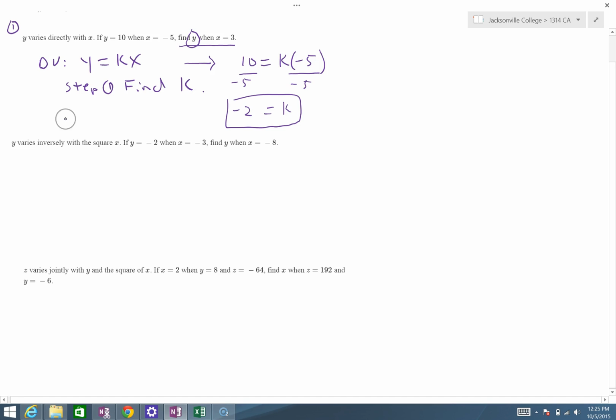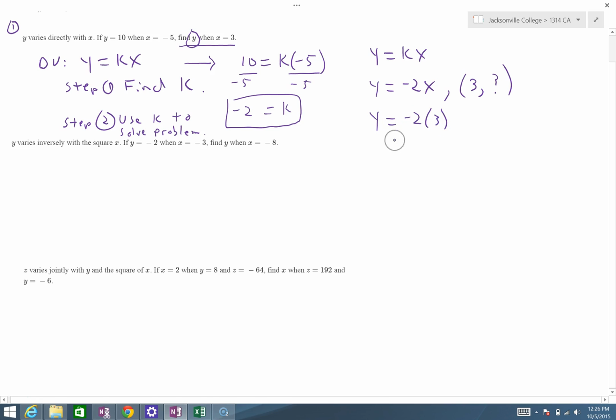Step 2. Use k to solve the problem. Now I know k is negative 2. I'm coming back to my form y equals kx. In place of k, I'm substituting my negative 2. So I have y equals negative 2x. I have an equation here. My problem says find y when x is 3. So my question is this: if x is 3, what in the world is y? I just need to take 3 and substitute it in there. Y equals negative 2 times 3, and negative 2 times 3 is negative 6. When x is 3, y is negative 6.